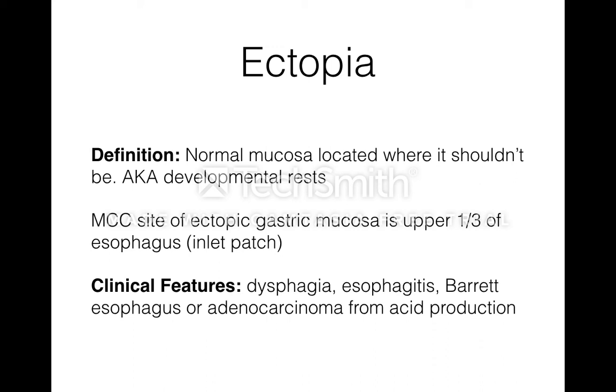The most common site of ectopic gastric mucosa is the upper 1/3 of the esophagus, where it is often referred to as inlet patch. This is generally asymptomatic. However, if the gastric mucosa produces acid, you can end up getting dysphagia, esophagitis, or even Barrett's esophagus, or rarely adenocarcinoma.